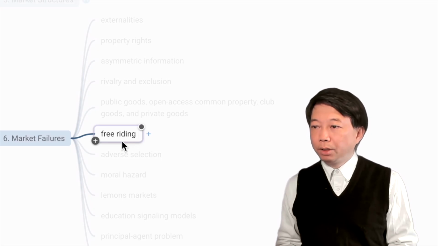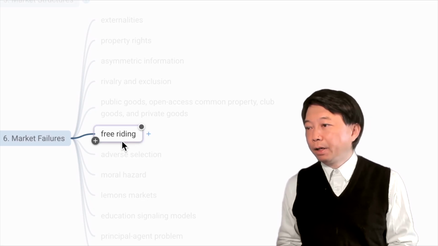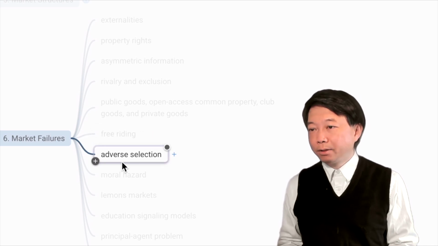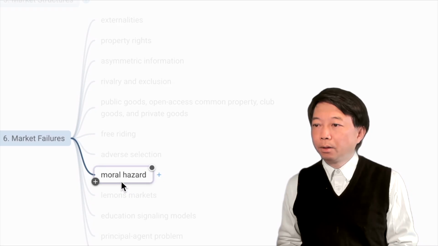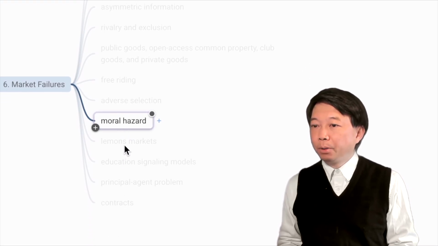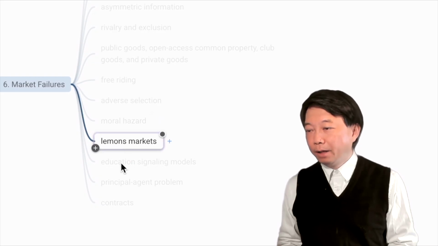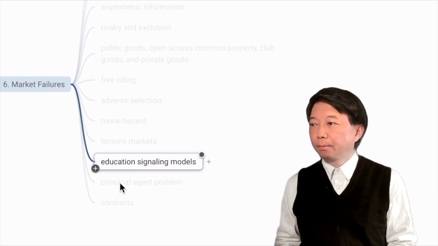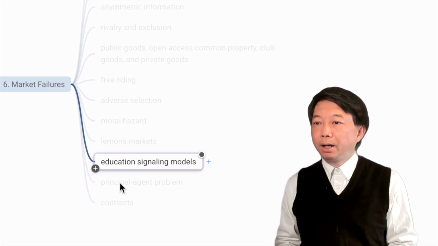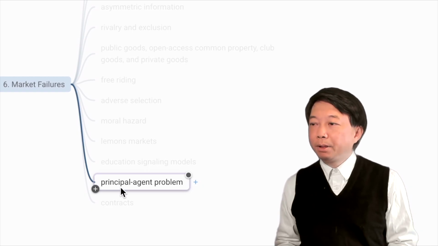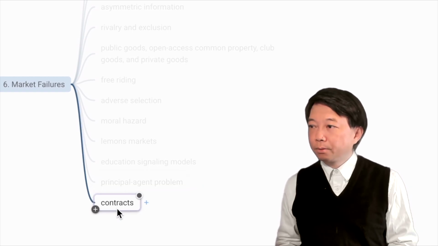Asymmetric information leads to opportunistic behavior, resulting in adverse selection and moral hazard problems. We will explore the causes of adverse selection and potential solutions using Akerlof's market for lemons and education signaling models as examples. Moral hazard gives rise to the principal-agent problem, which can be alleviated by contracts.